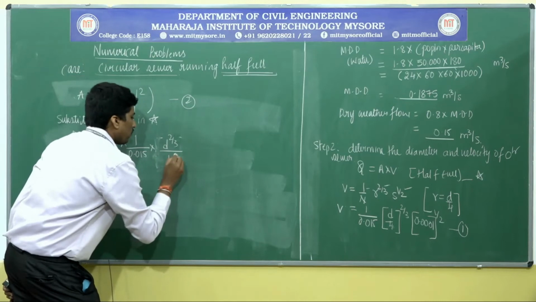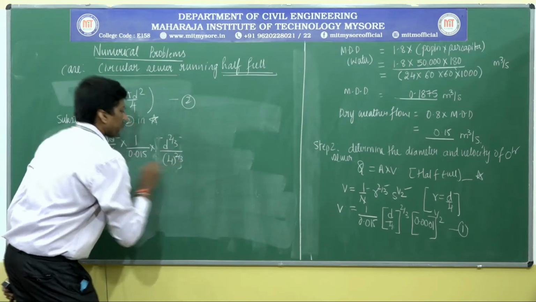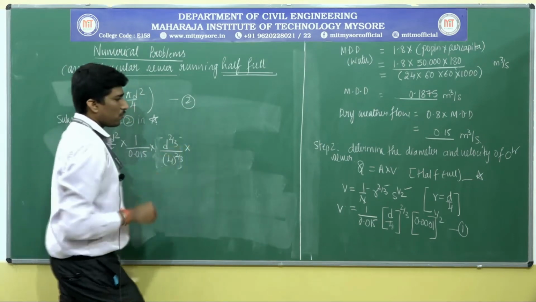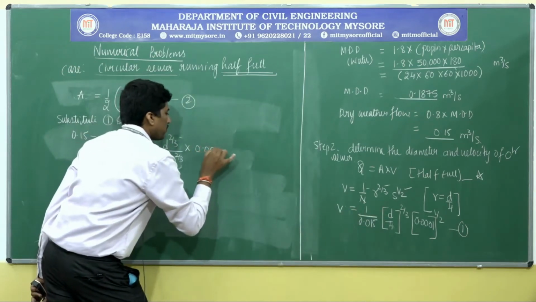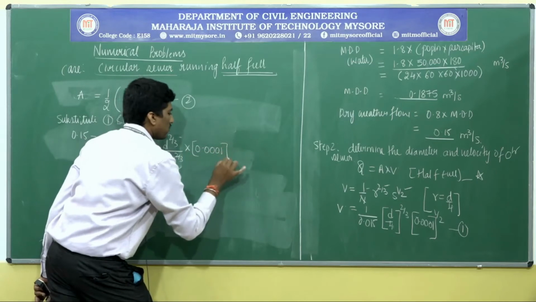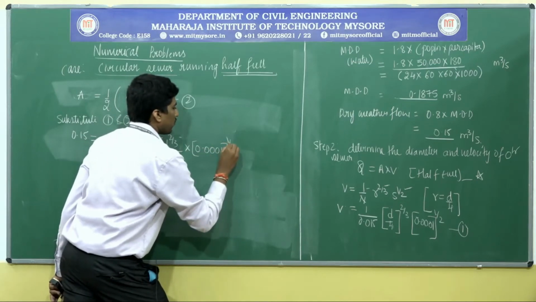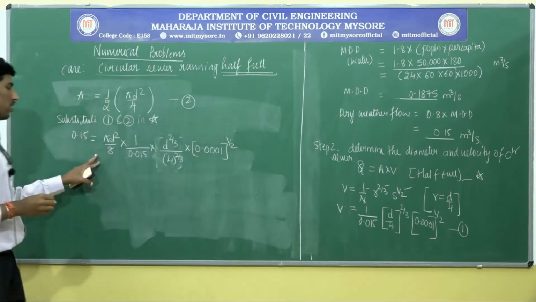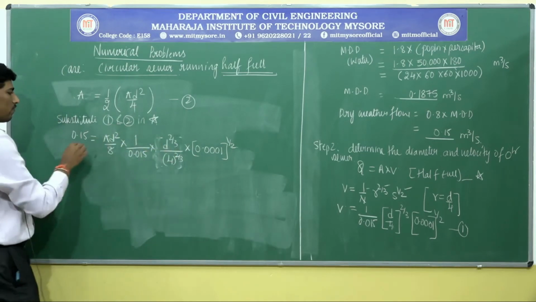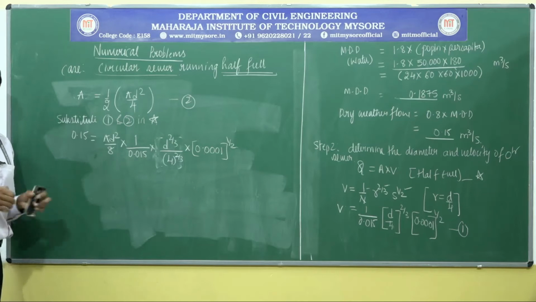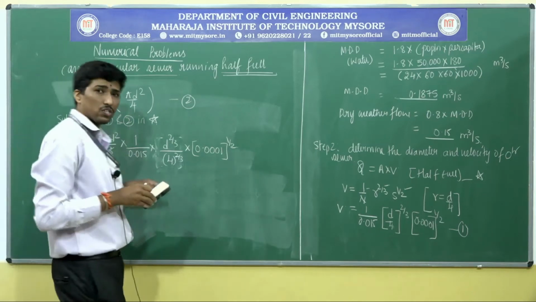Okay, 4 to the power of 2 by 3 into what is given, slope is equal to 0.0001. I'll retain all these things because it has to be clear for you people. Now we have d square and d cube by 3. Everything has been known. Only thing is you need to find out what is the diameter of this.